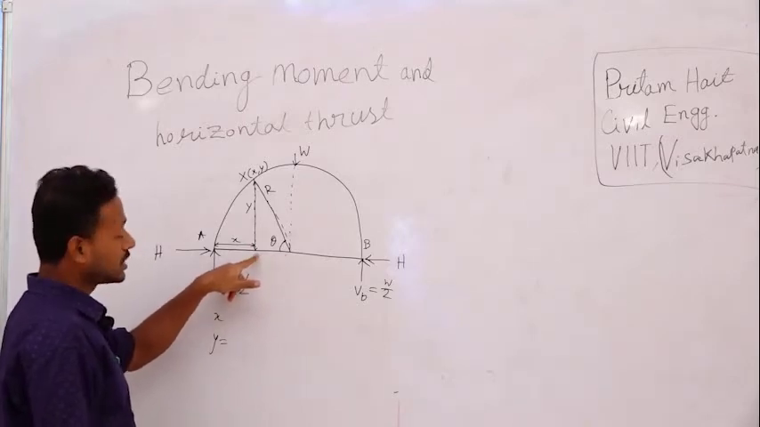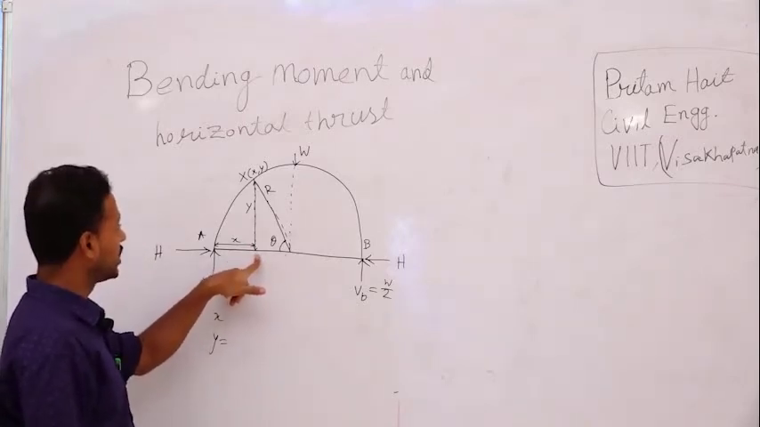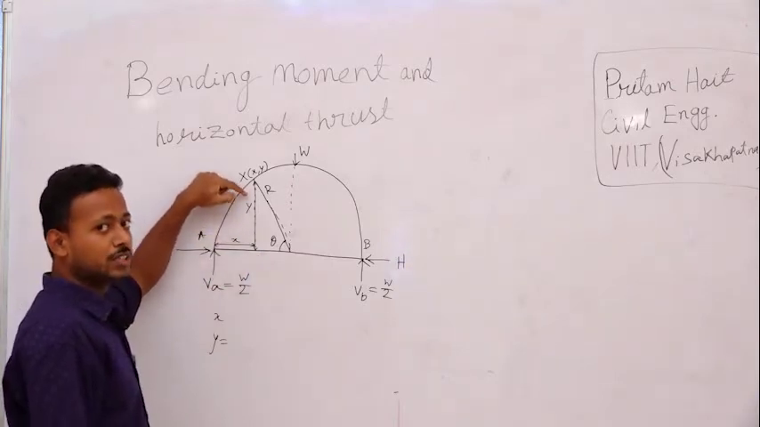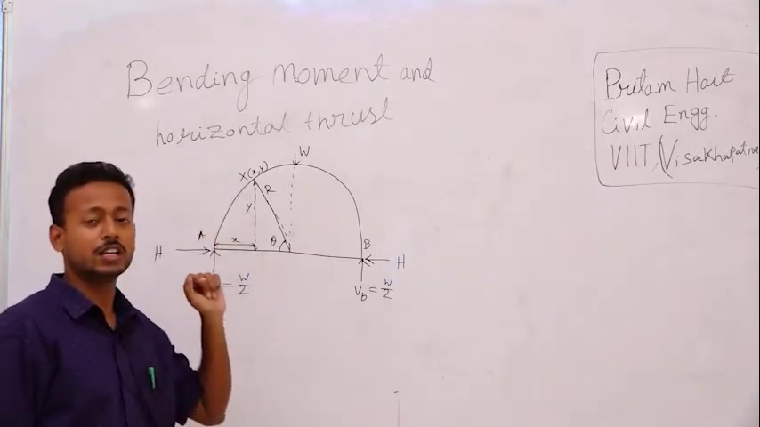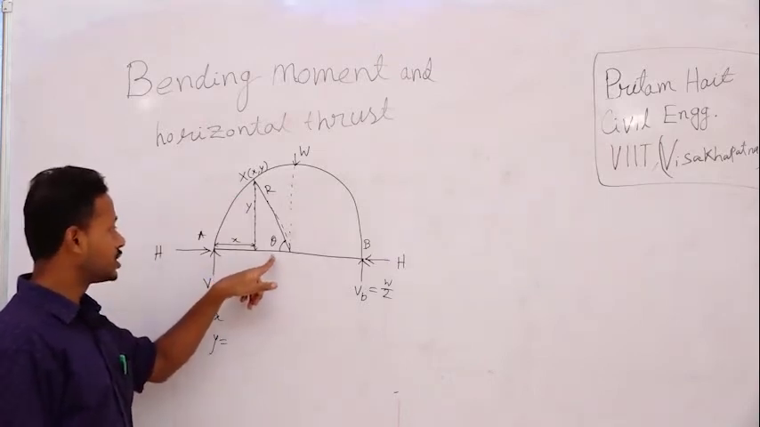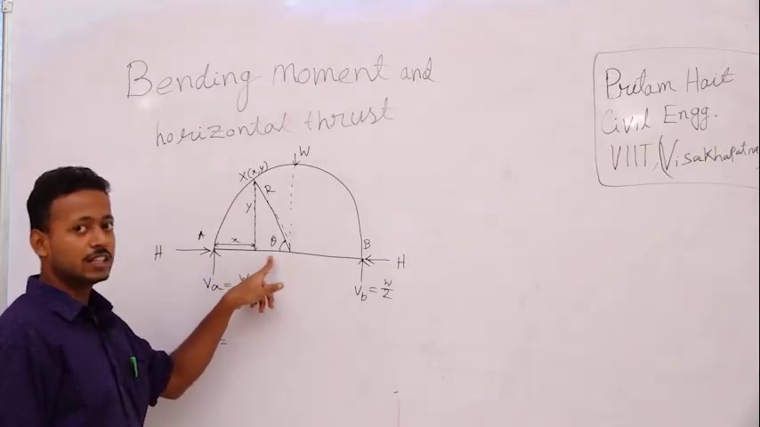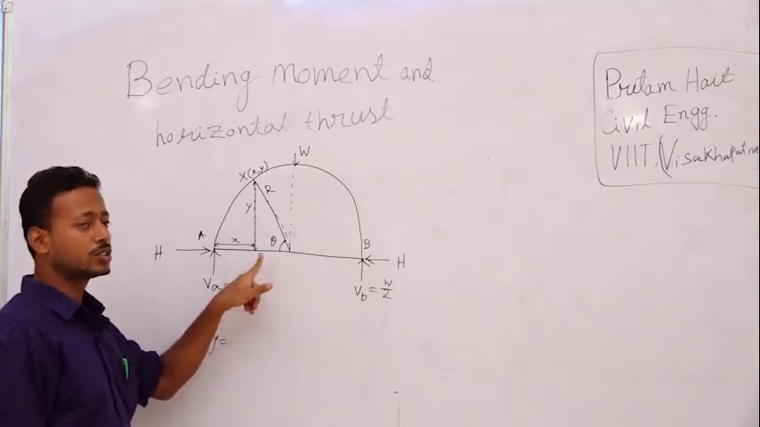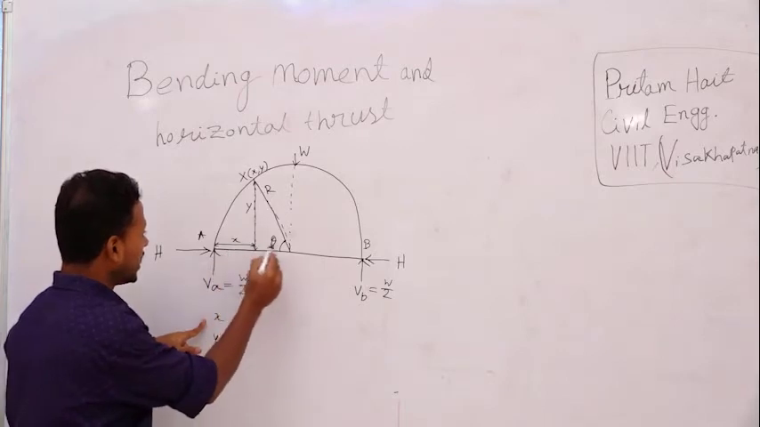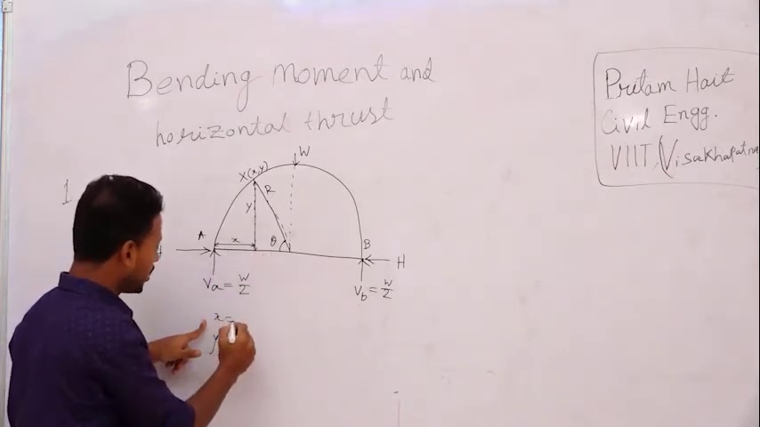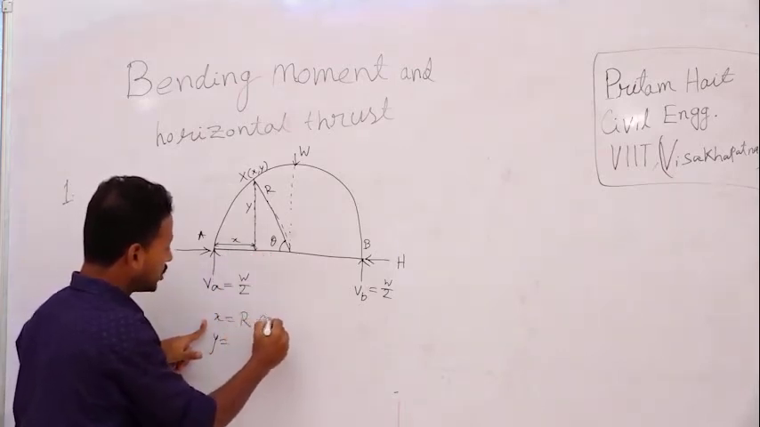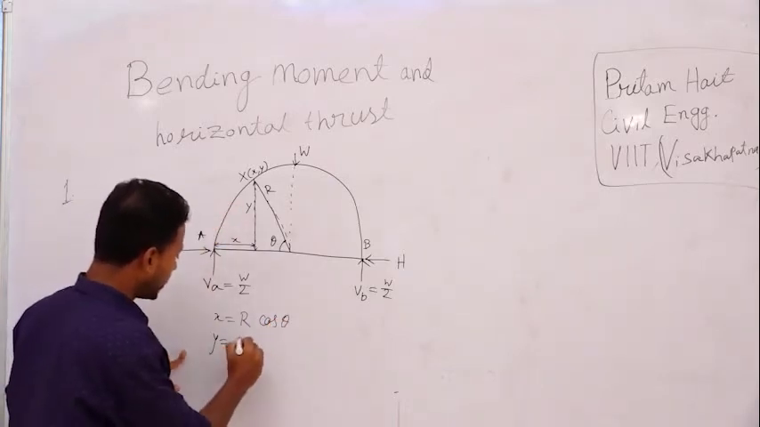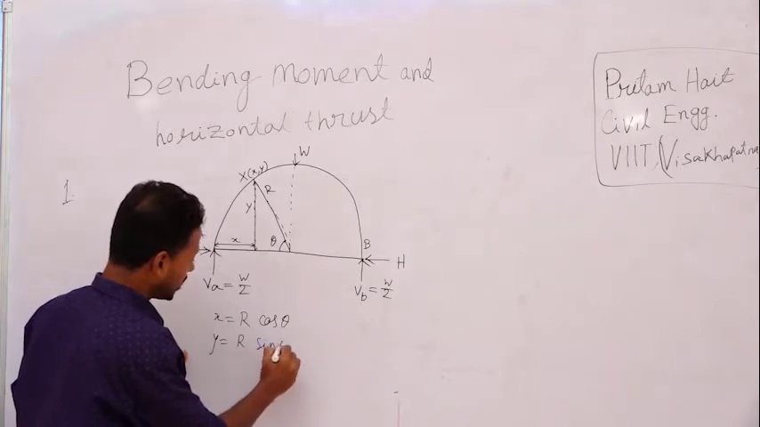So the base component will be the cos component, and the height or altitude component will be the sine component. Always remember that the plane on which theta is inclined is called the base, and the base component will be the cos component. So the base component x will be r cos theta, and the altitude component y will be r sin theta.